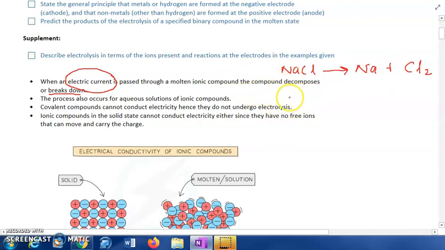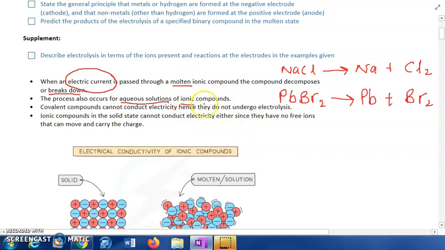And the same goes for another compound. Let's say I have lead bromide, and I want to break down lead bromide into lead and bromine gas. This also needs electrolysis. Electrolysis can only be done for aqueous solutions of ionic compounds, or molten ionic compounds.